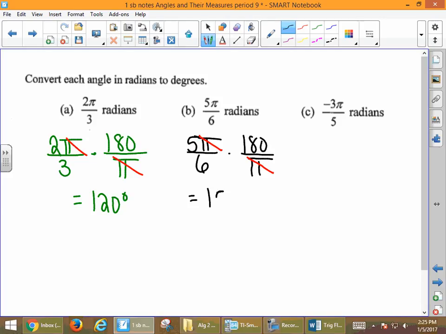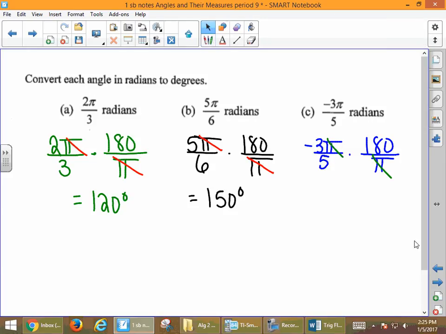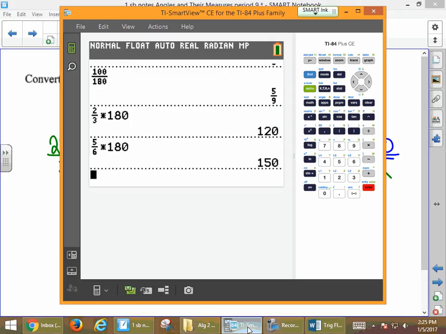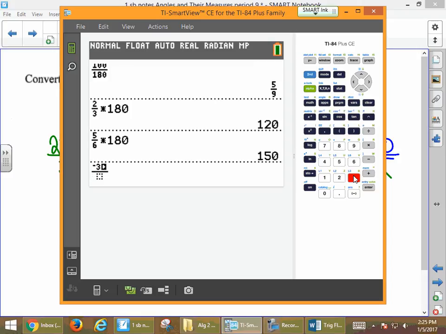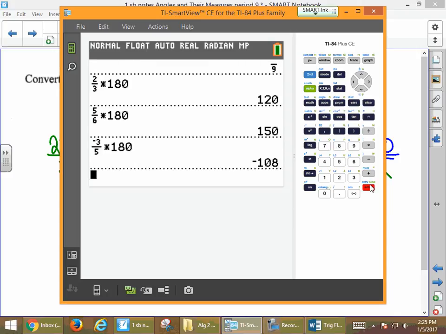And to finish, negative 3/5 pi. Again, the negative just tells us that we're measuring in terms of clockwise. So it's negative 3 pi over 5 times 180 divided by pi. Pi's cancel out. And I don't know how many times 5 goes into 180, so I do need a calculator on this one. Negative 3/5 times 180 gives us negative 108 degrees.